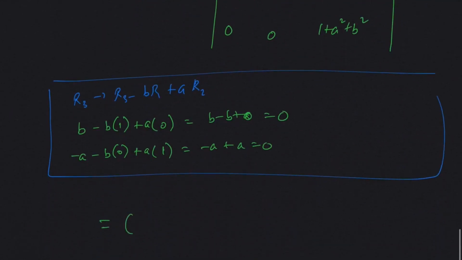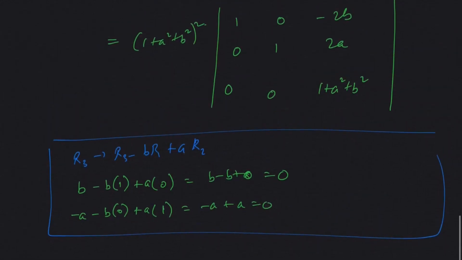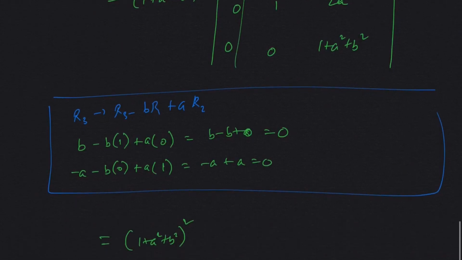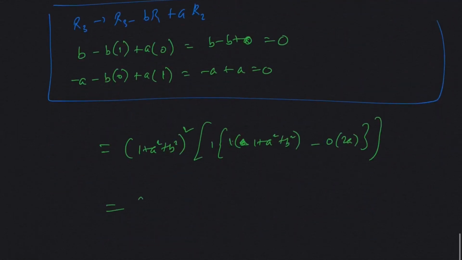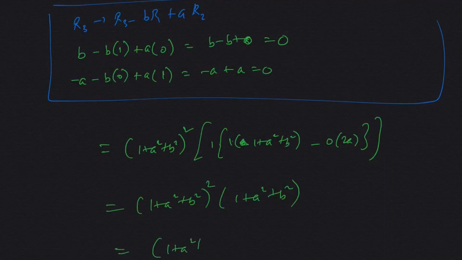So now after this, 1 plus a square plus b square whole square, if we just expand along column 1, so that will be 1 into 1 plus a square plus b square minus 0 into 2a. So that will leave us with 1 plus a square plus b square, 1 plus a square plus b square minus 0, that is alright, no problem, whole square. So we have our proof, 1 plus a square plus b square whole cube.